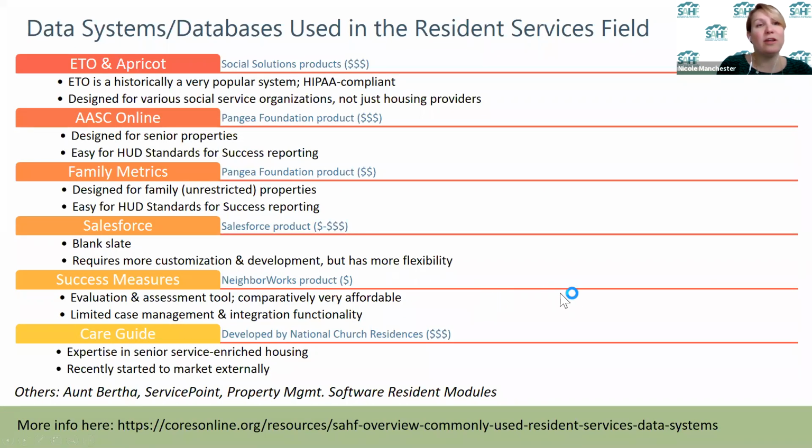And then there are some others here that we want to just list that we don't get into as much detail, but are also out there. Aunt Bertha is a great system for referrals. Service Point is another case management system. And then various property management programs are also starting to roll out some resident outcomes modules that you can use within that system. Next slide.